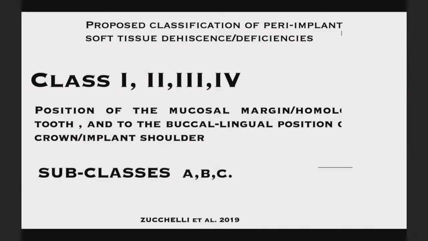And on the other hand, I think maybe a lot of people will not agree with me, but I think one of the best and most intelligent classifications of soft tissue dehiscence was done by Giovanni Zucchelli. You have four types of soft tissue dehiscence. This classification identifies four classes of defect according to the position of the mucosal margin, because around the implant we talk about mucosa and not gingiva. But every one of us knows that. That's why.